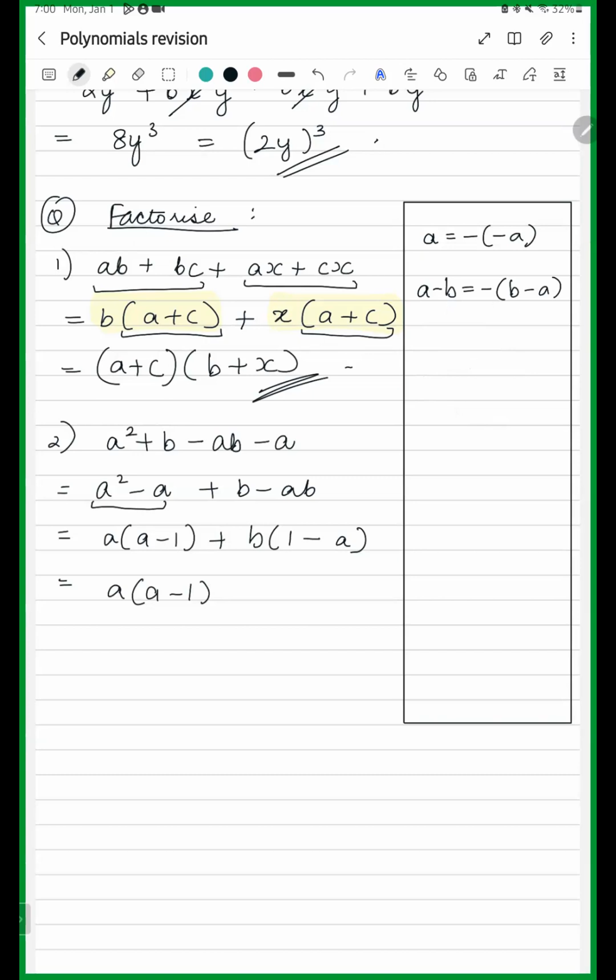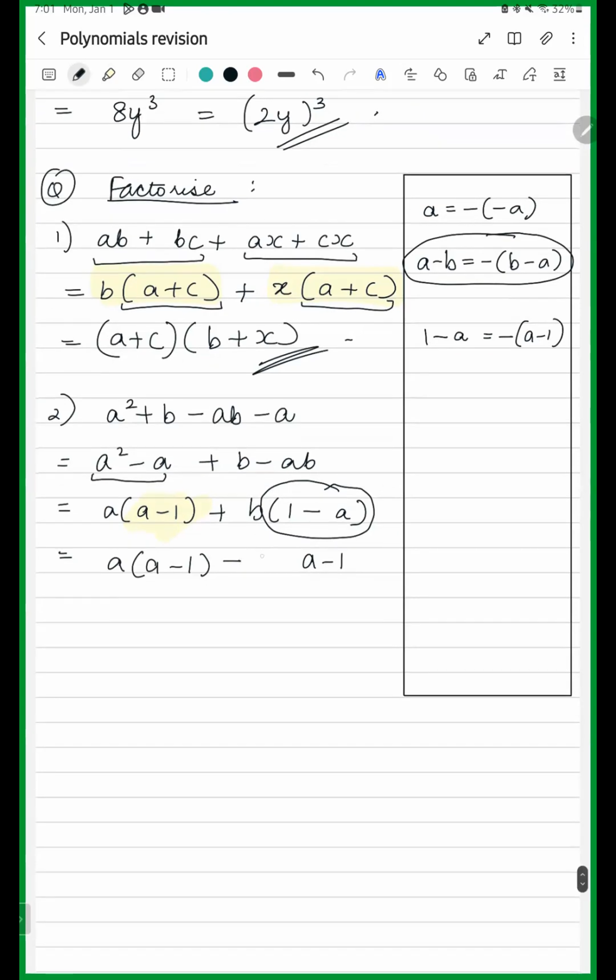So here, I want to make this bracket the same as the first bracket, A minus 1. Only then can I take it as common. So I want to make the 1 minus A into A minus 1. I can do that only if I take the negative sign outside. So 1 minus A can be written as negative of A minus 1. We have just written it over here as well.